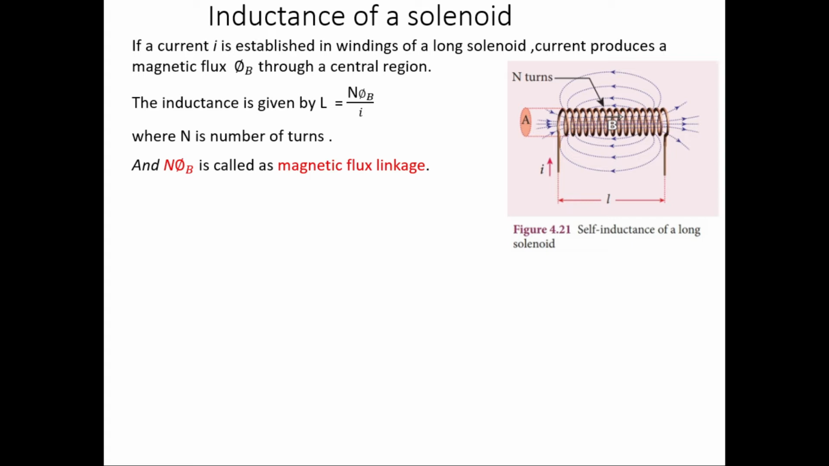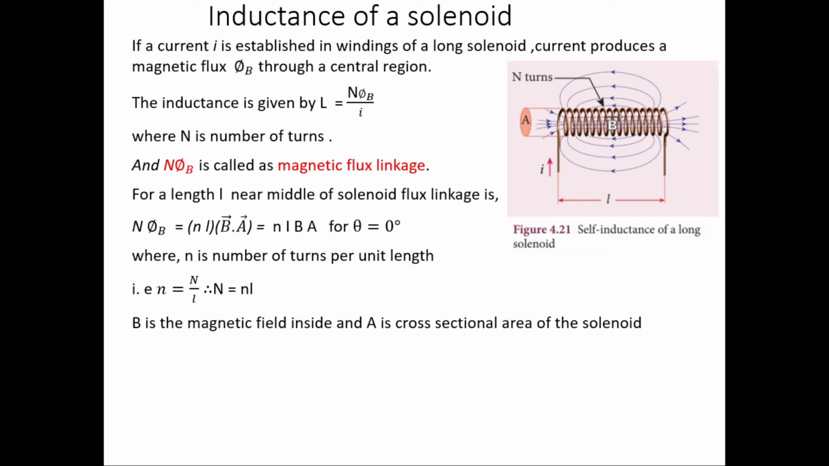For the solenoid, inductance L is equal to N phi B upon small i, where capital N is the number of turns and N phi B is the magnetic flux linkage. So the total magnetic flux linked with the solenoid is N phi B, which is known as the magnetic flux linkage. For length l, here you can see the distance between these two ends of the solenoid is small l.